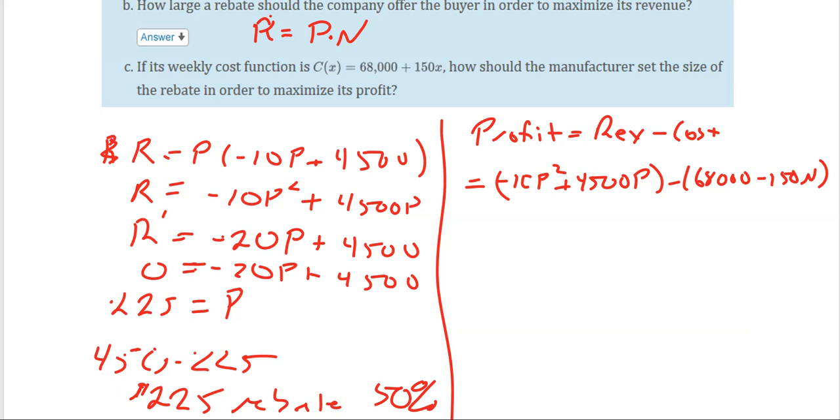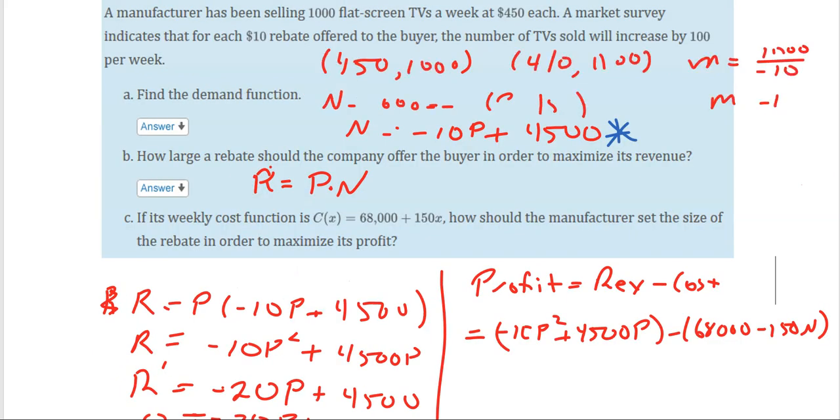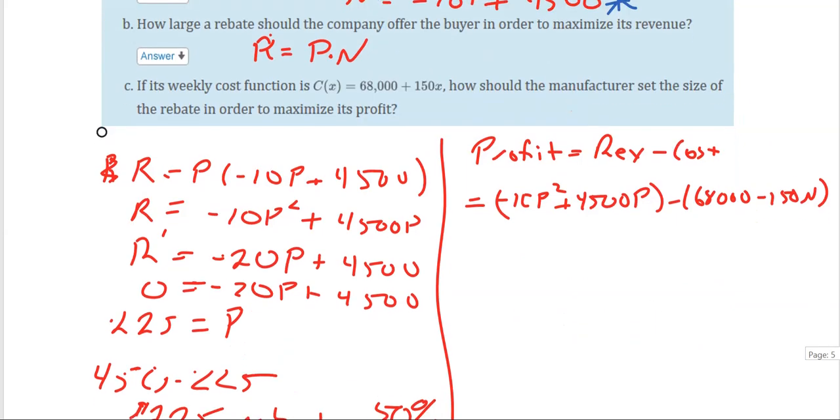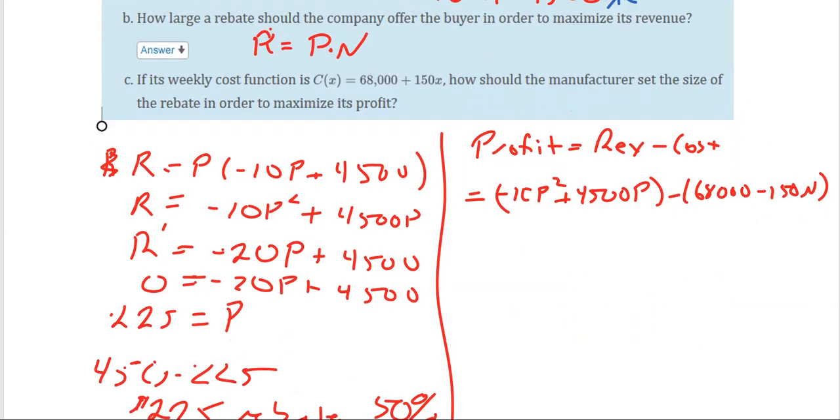All right, so this problem, I'm not caring a whole lot for the way that it's worded because it doesn't define what x is. But when you're talking about the cost of producing things, it's how much it costs to produce each item. So intuitively, we know x should be the number of items. However, I really would prefer things being spelled out. But that's okay. We have to make that substitution again. Okay, so negative 10p squared plus 4,500p minus 68,000 plus 150 times what was n, negative 10p plus 4,500.